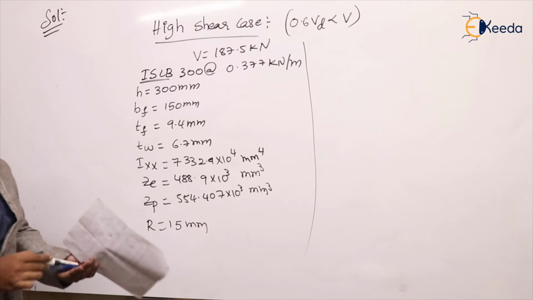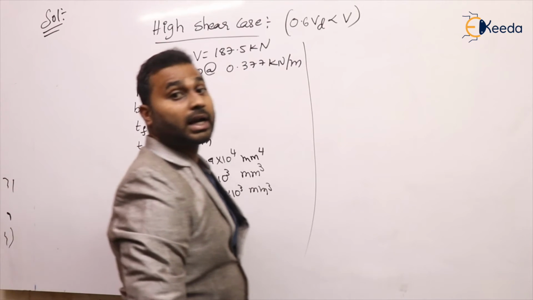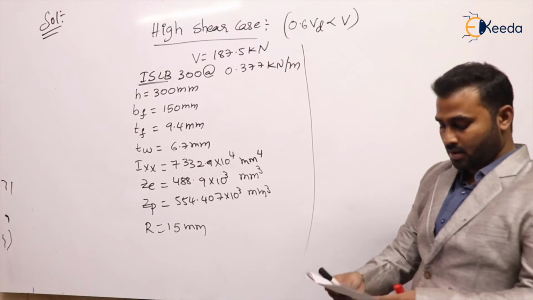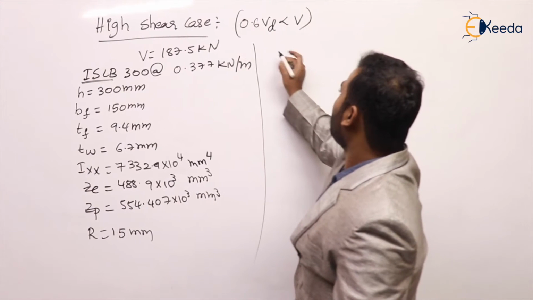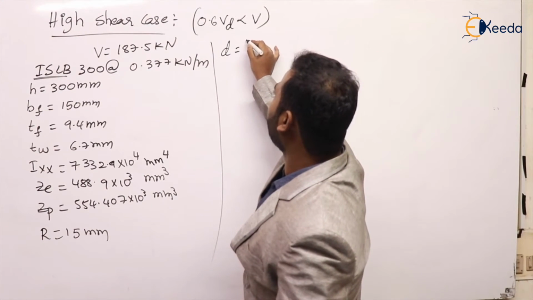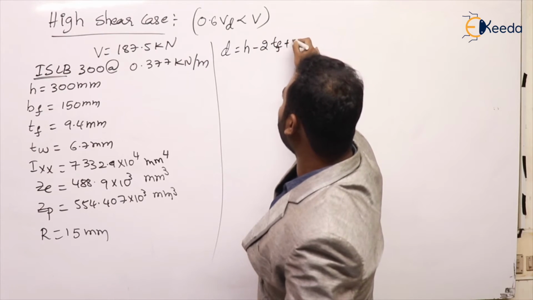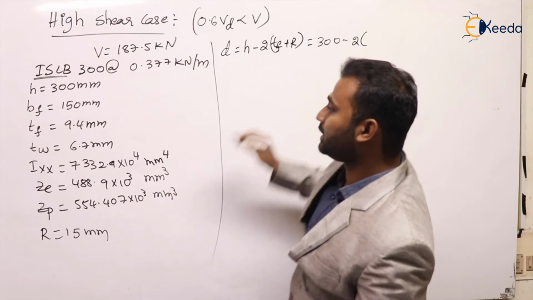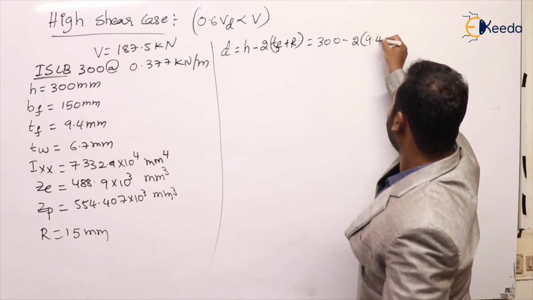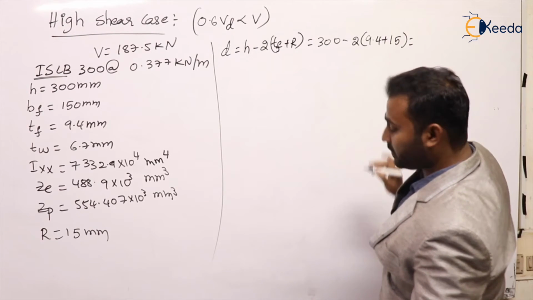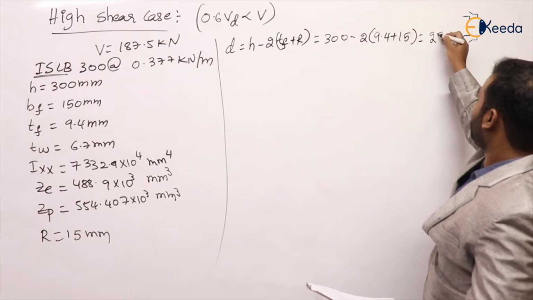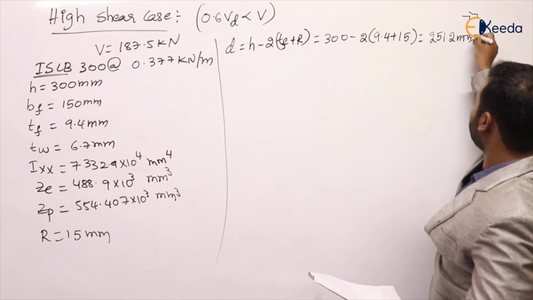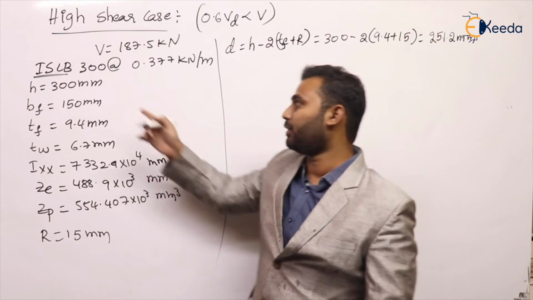That is ISLB. Now for this section, let us see how to calculate the design flexural strength in high shear case. For that, first we need to calculate depth of the web. We know that depth of the web is nothing but H minus 2 into TF plus R, right? Now H is how much for this section? 300. 300 minus 2 into thickness of the flange is 9.4 plus root radius is 15. Upon simplifying, we will get depth of the web as 251.2 mm. Is that okay? So that is the depth of the web for this section.